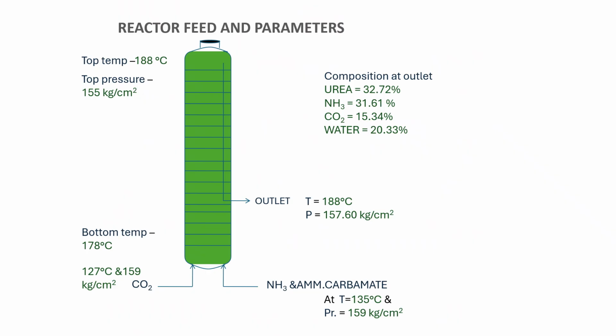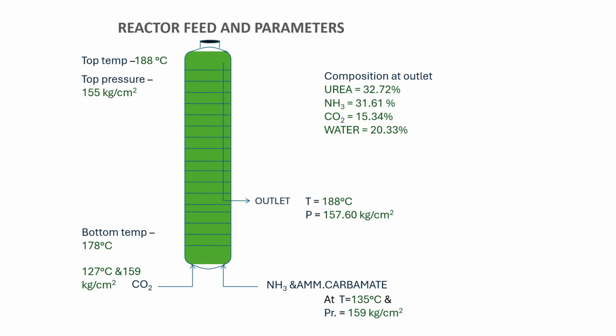This is a simple diagram of a urea reactor. You can see that the feed is introduced: CO2 is introduced from the bottom along with the ammonia and the carbonate coming through the recycle process from the downstream section that we learn after this. So remember that the CO2 and ammonia along with the carbonate enter into the reactor.